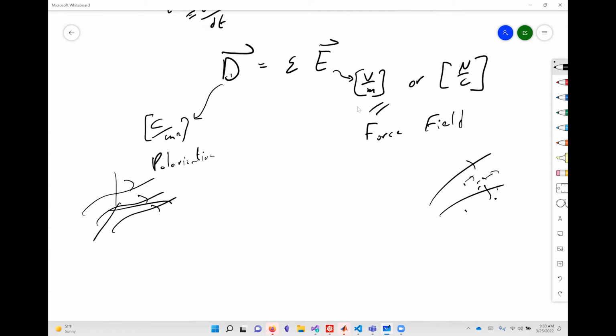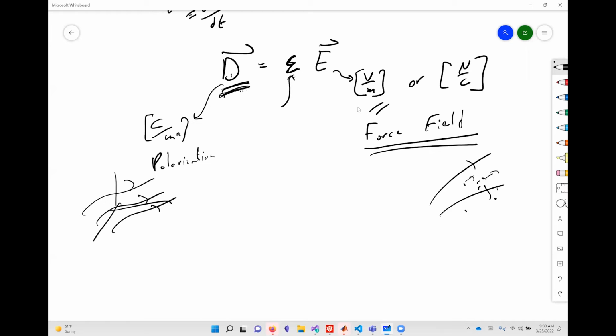So there are already inklings for where capacitors could come in. Capacitance could be a measure of how the force field polarizes the medium, right? How much does it polarize the medium? And already we can see that capacitance has to have something to do with epsilon, because epsilon is a measure of how much polarization you get from the field.